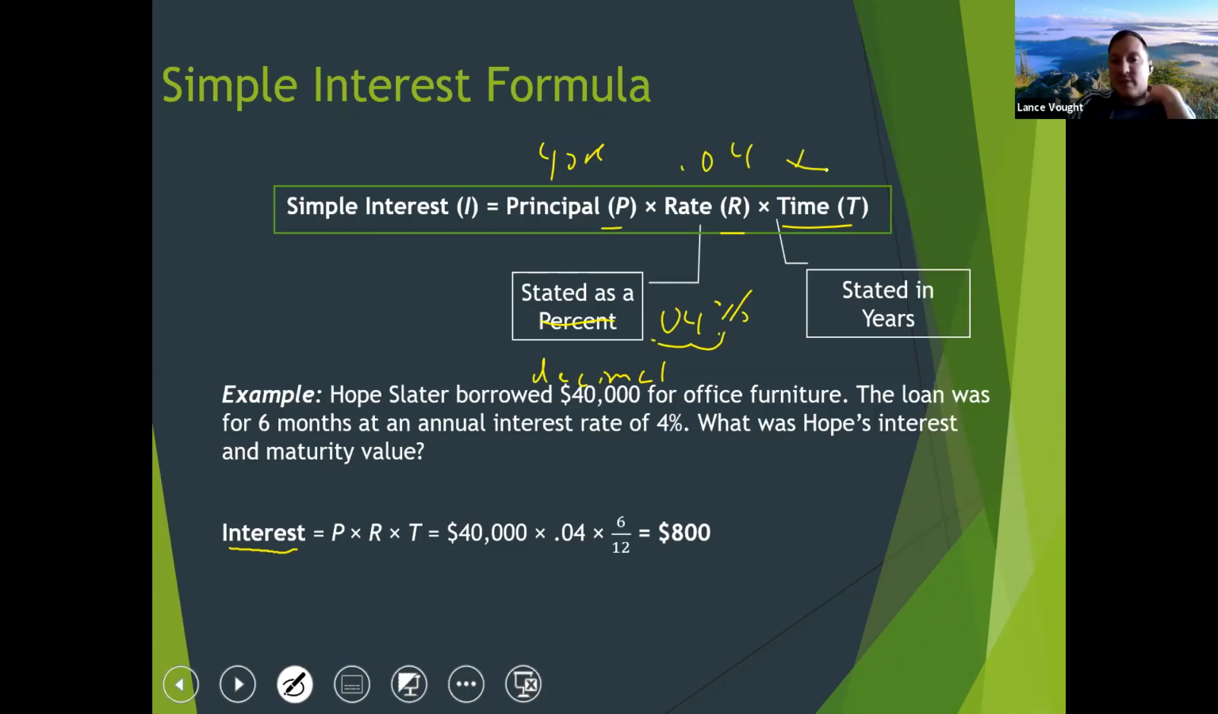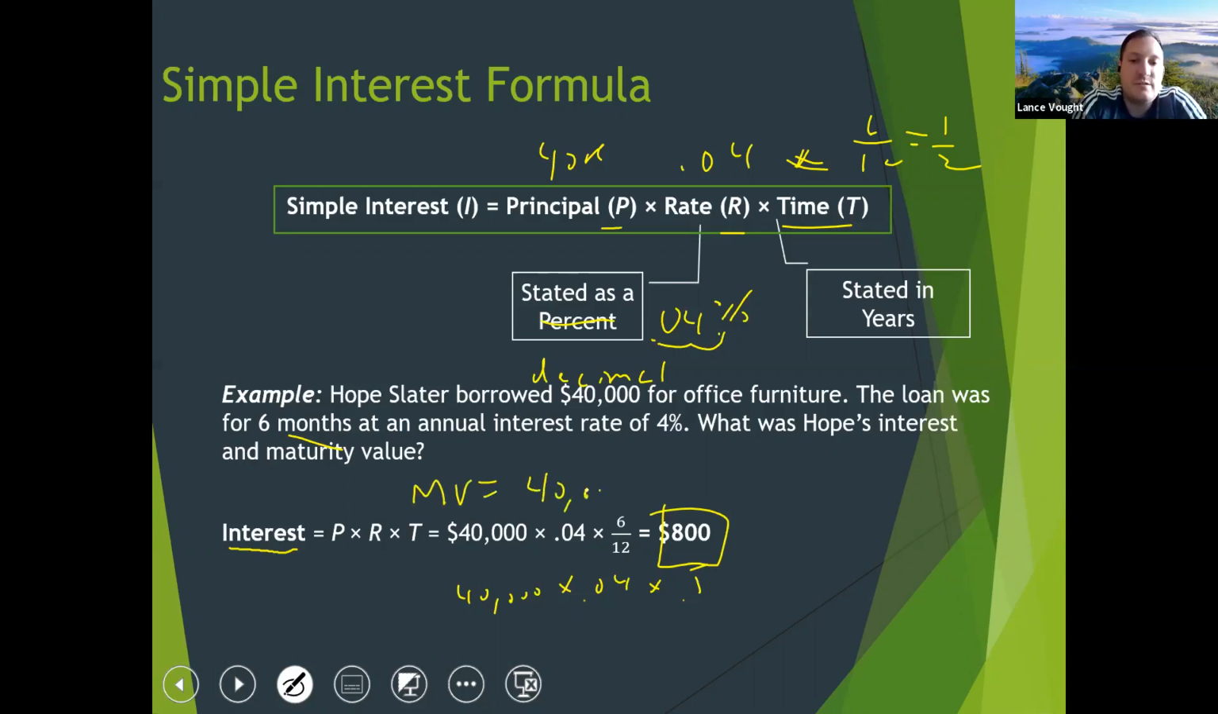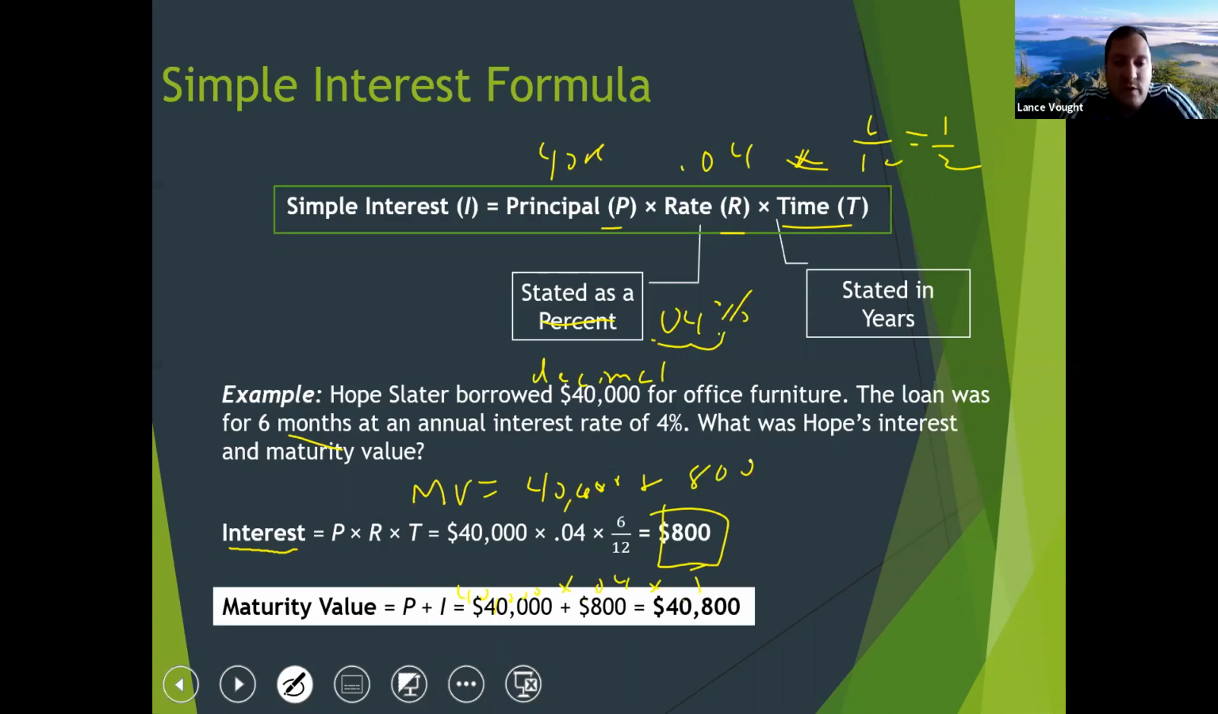And then 6 months is not a year, so we want to determine how much of a year that is. 6/12 is equal to 1/2. So this is 40,000 times 0.04 times 0.5, which turns out to be $800. So the maturity value is the principal, which is 40,000, plus the interest that is borrowed, which is 800. So our maturity value is going to be $40,800.